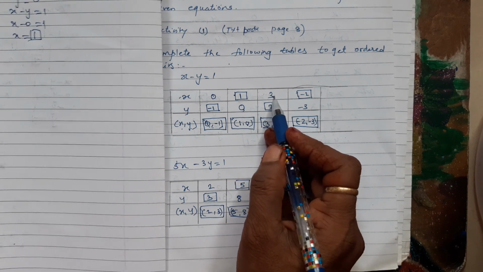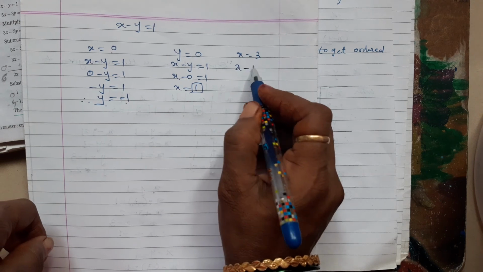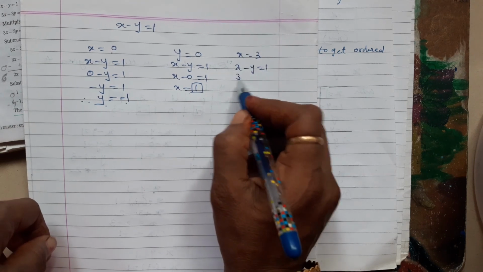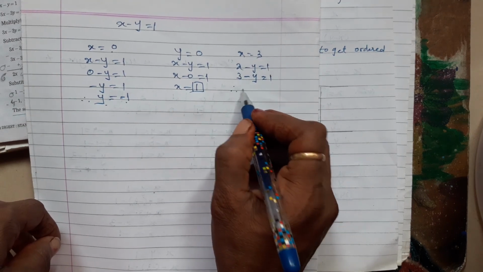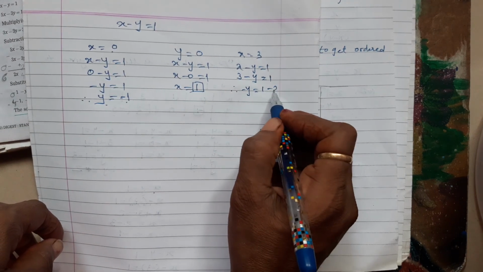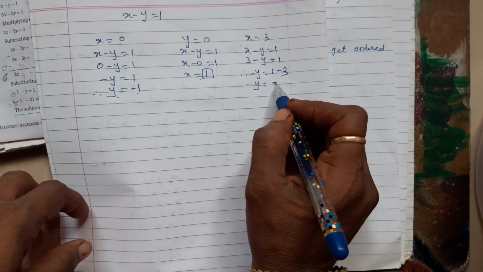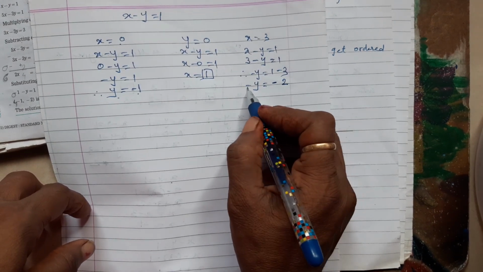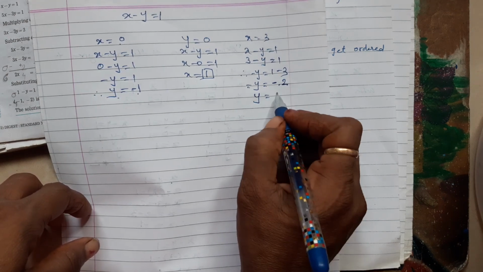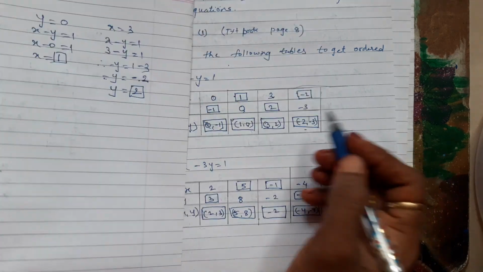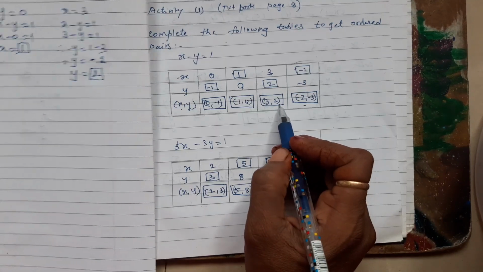Now third, x is 3. X is equal to 3. So x minus y is equal to 1. Substitute 3. 3 minus y is equal to 1. Minus y is equal to 1 minus 3. Minus y is equal to, now 1 minus 3 is minus 2. And when you take this negative sign to the right side, it will become positive. So y is 2. When x is 3, y is 2. X coordinate is 3, y coordinate is 2.